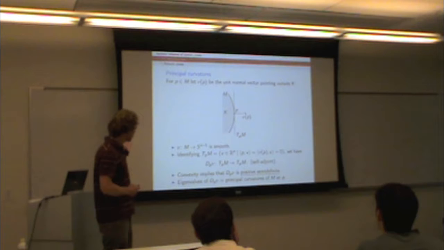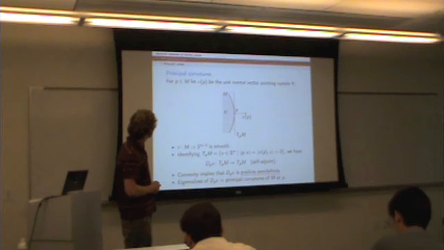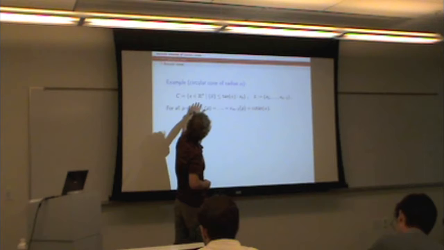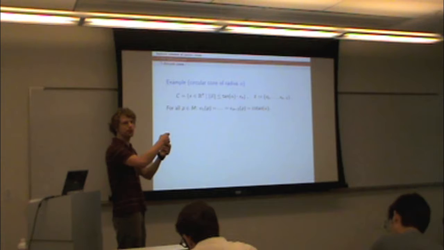Right. So now let's look at the example that I will set up. There you have a circular cone. A circular cone is a smooth cone. So what is the circular cone? You can define it this way, but you can also think of it in terms that you take a point on the unit sphere, and then you take a spherical ball around this point, and then you take the corresponding cone.